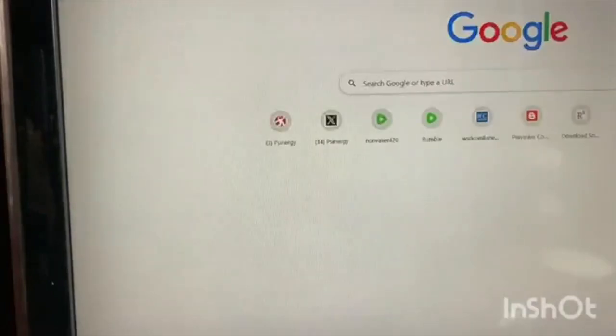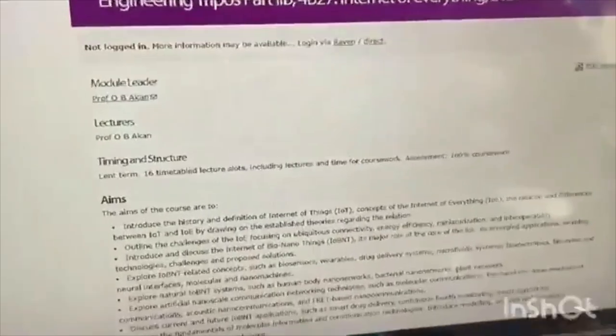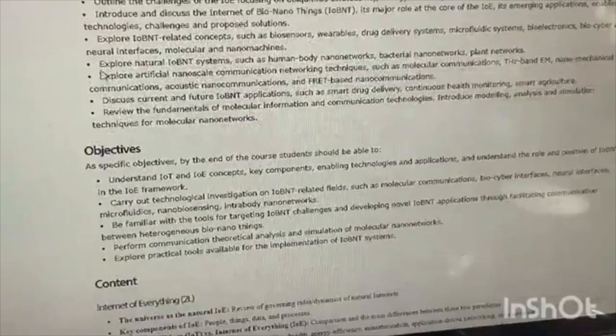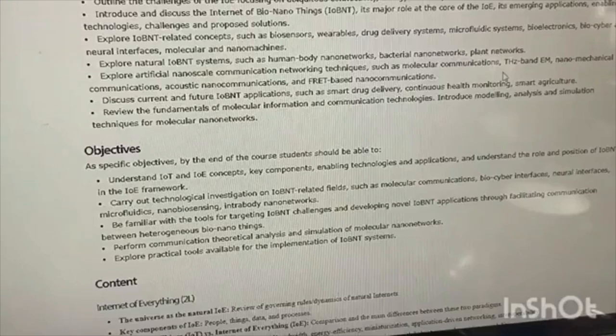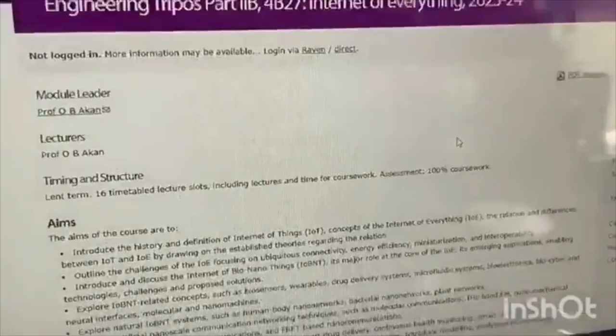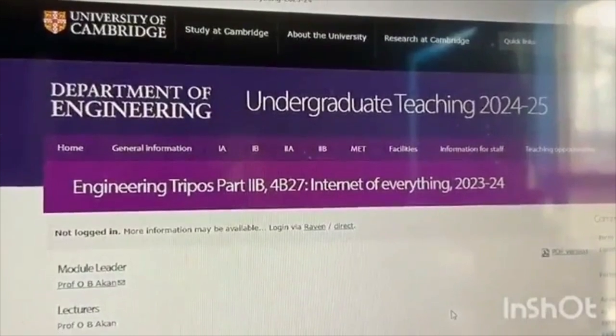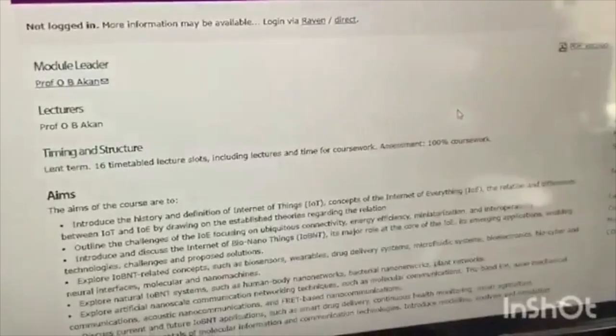Meanwhile, over at our colleges, like Cambridge, we're learning all about the Internet of Bio-Nano Things. We're learning all about the history and the definition of the Internet of Things. We're learning all about biosensors, molecular communication, nanomachines, bioelectronics. We're learning all about nanoscale communication networking techniques, the terahertz band. So if it's good enough for the college students, why dismiss people and be belligerent and act angry? I don't know.